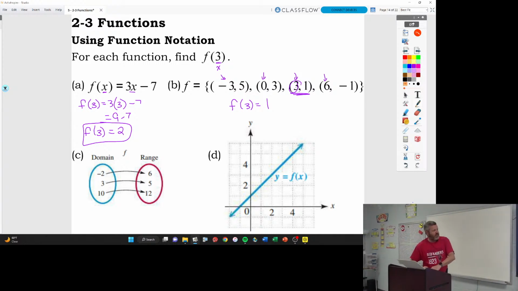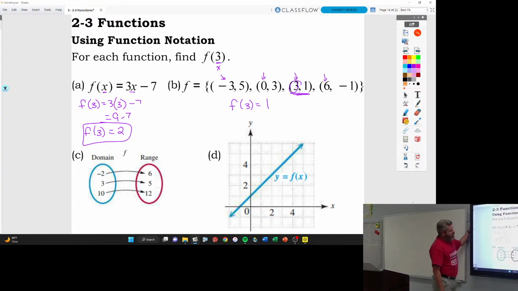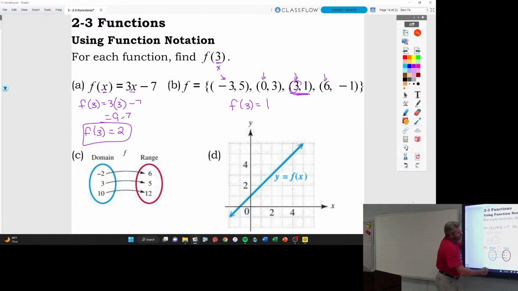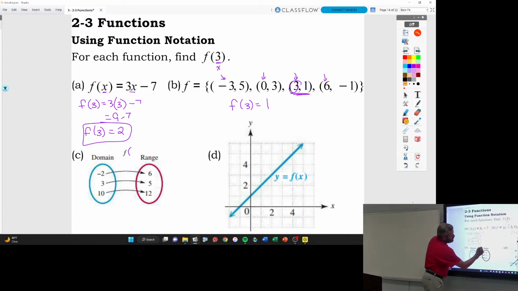Part C, I have my domain on the left side and my range on the right side. I want to know what f of 3 is. So f of 3, I look through my domain, I see a 3. I see it maps to 5. So for part C, f of 3 equals 5.